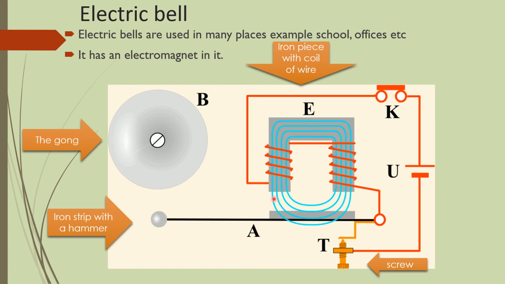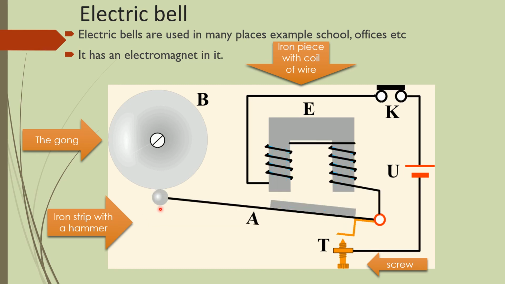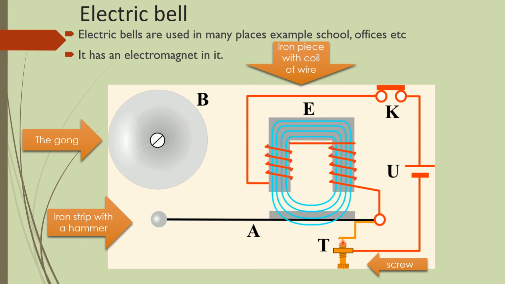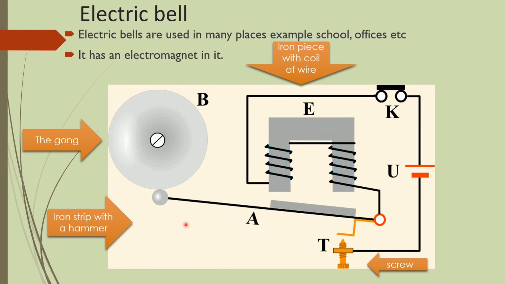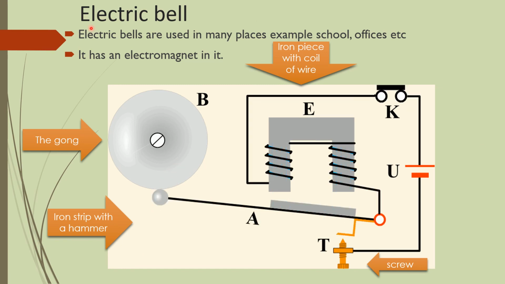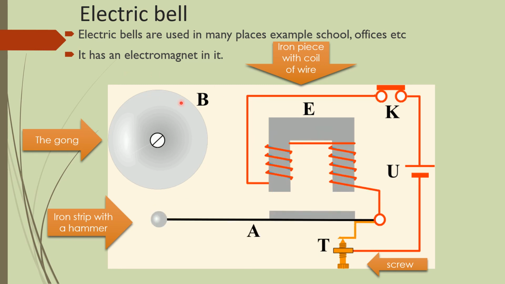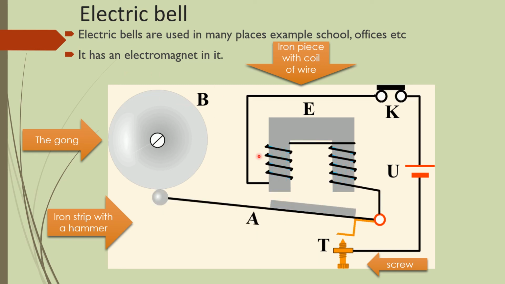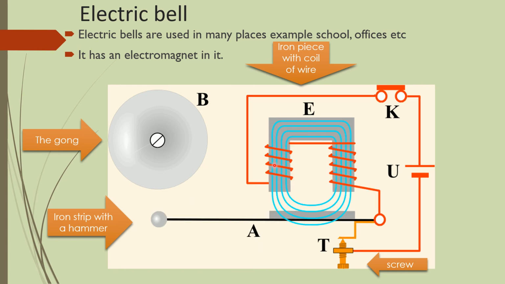When this behaves like an electromagnet, it will attract this iron strip, and the hammer at the end of the iron strip will strike the gong, and then again it will lose the contact with the screw. So this cycle goes on, and it is so fast that it strikes very rapidly. This whole process is very fast. This is the way an electric bell works, and you can also make an electric bell of your own in your house this way.